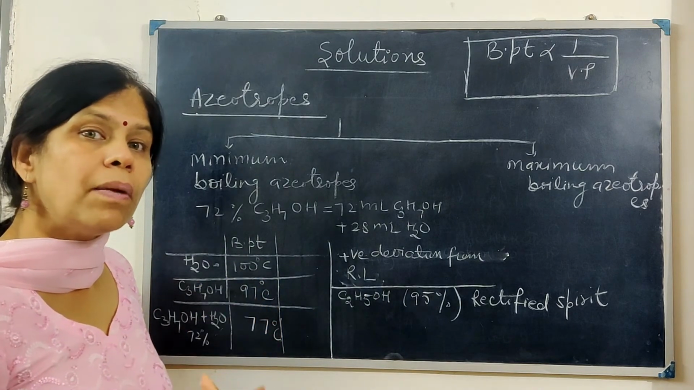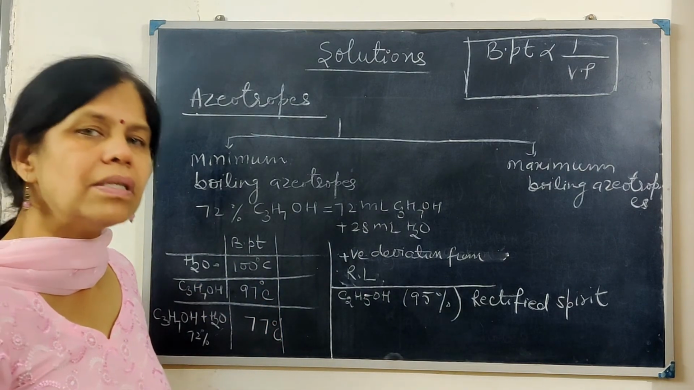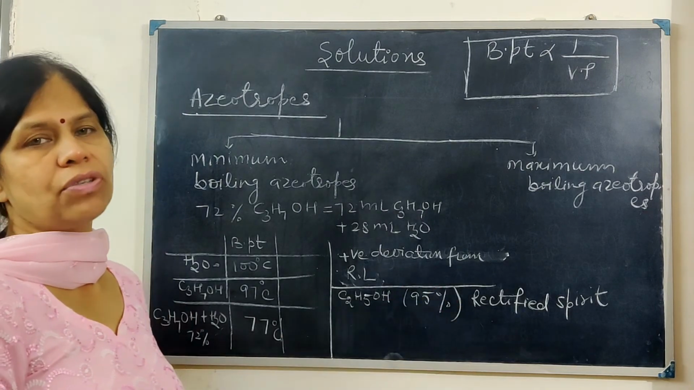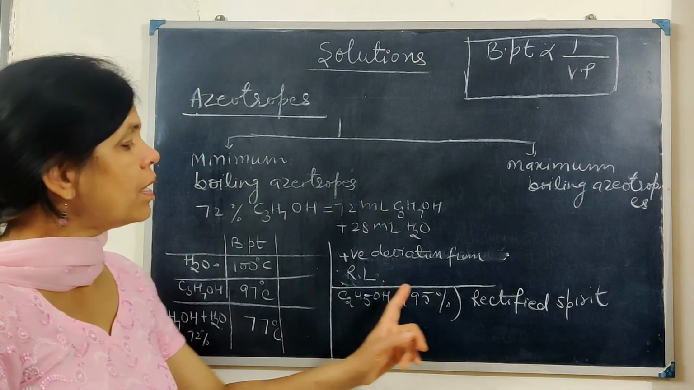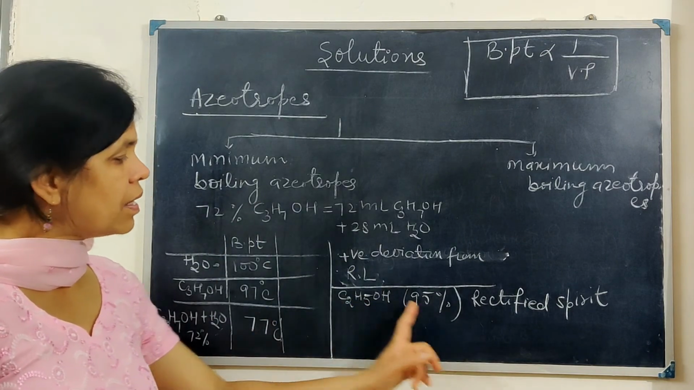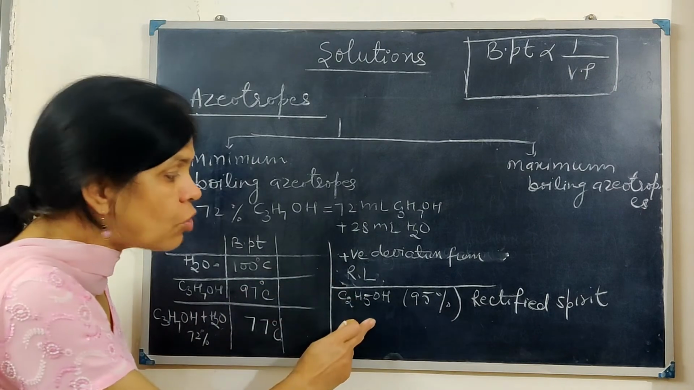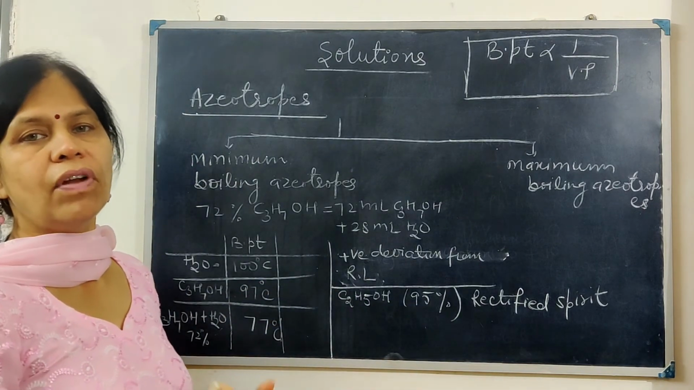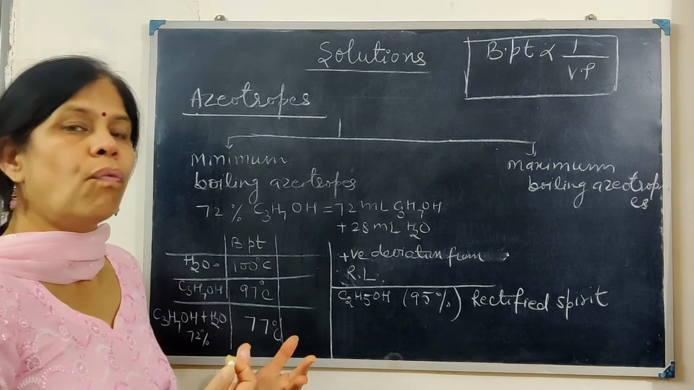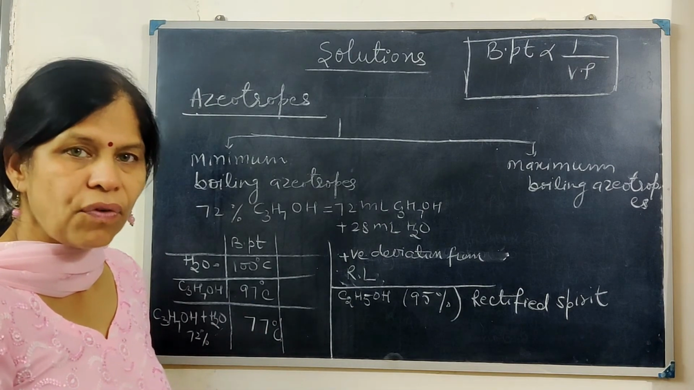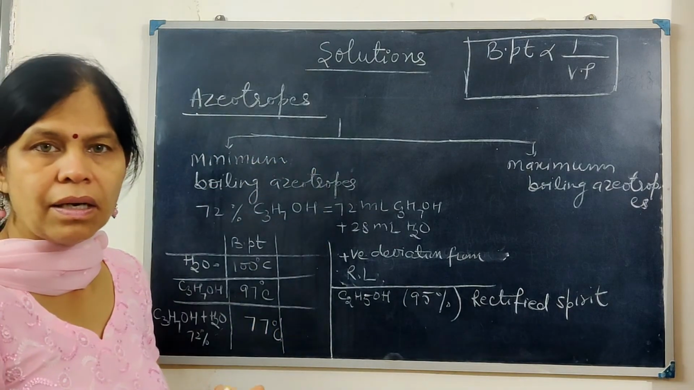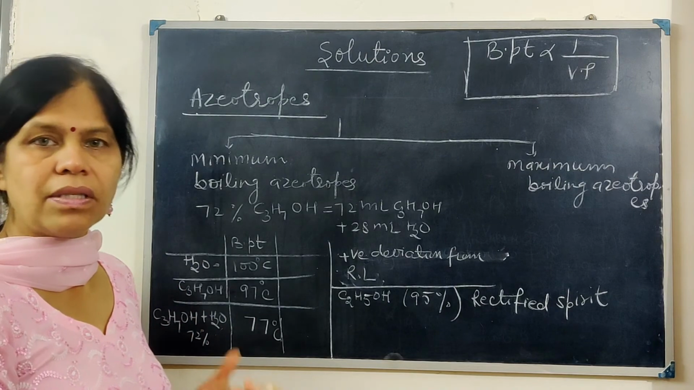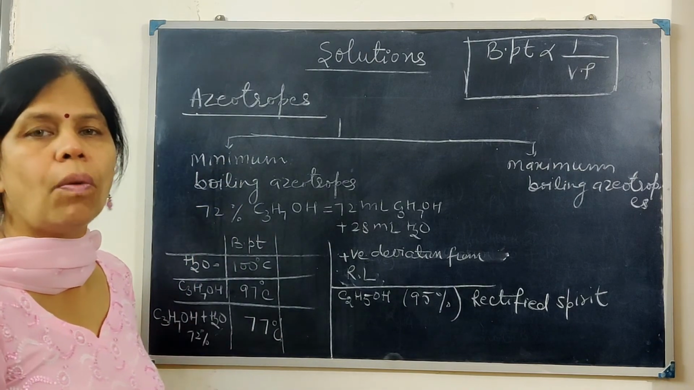Why can you not obtain pure ethanol, which is 100% ethanol, called absolute alcohol, from this by fractional distillation? Because now it has become an azeotrope, and once it is an azeotrope, both water and ethanol, under this composition, 95% ethanol, will boil at the same temperature. Whatever is the composition in the liquid phase, the same composition will be there in the vapor phase. So you cannot separate ethanol and water at this stage once it has attained the azeotropic composition.